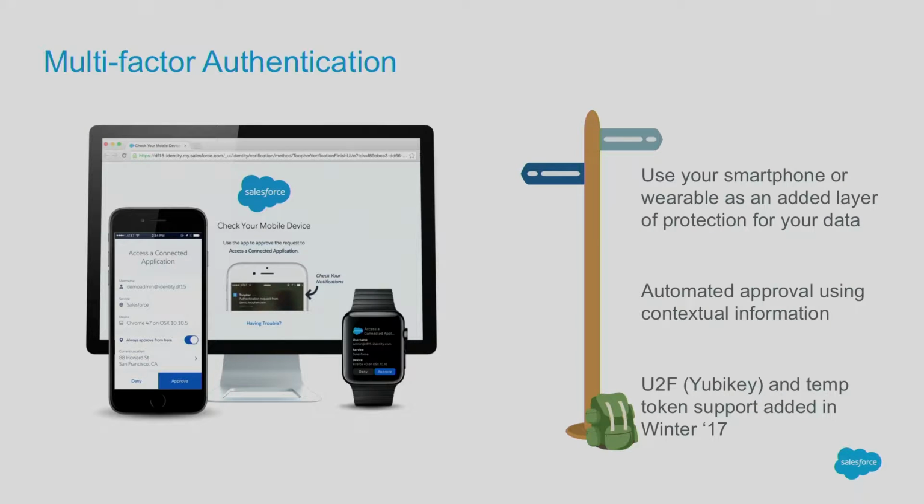Also, if you forget your phone, we provide temporary one-time passwords that your help desk can assign for users for the day. We also provide one-time passwords, so if you're on a plane, the application will show you the password that you could use to log in. So if you don't have push notifications, you can use that. And in Winter 17, we provide support for a U2F standard, so you could use hardware tokens like your YubiKey.